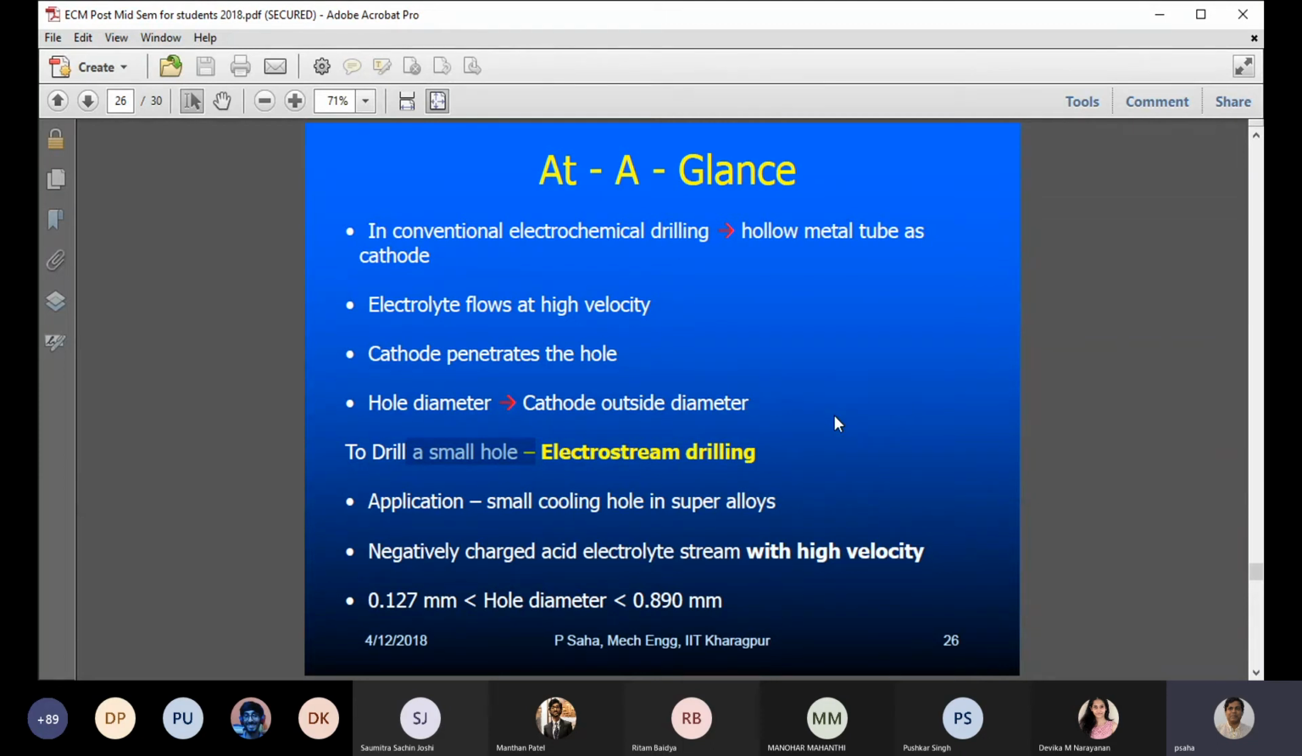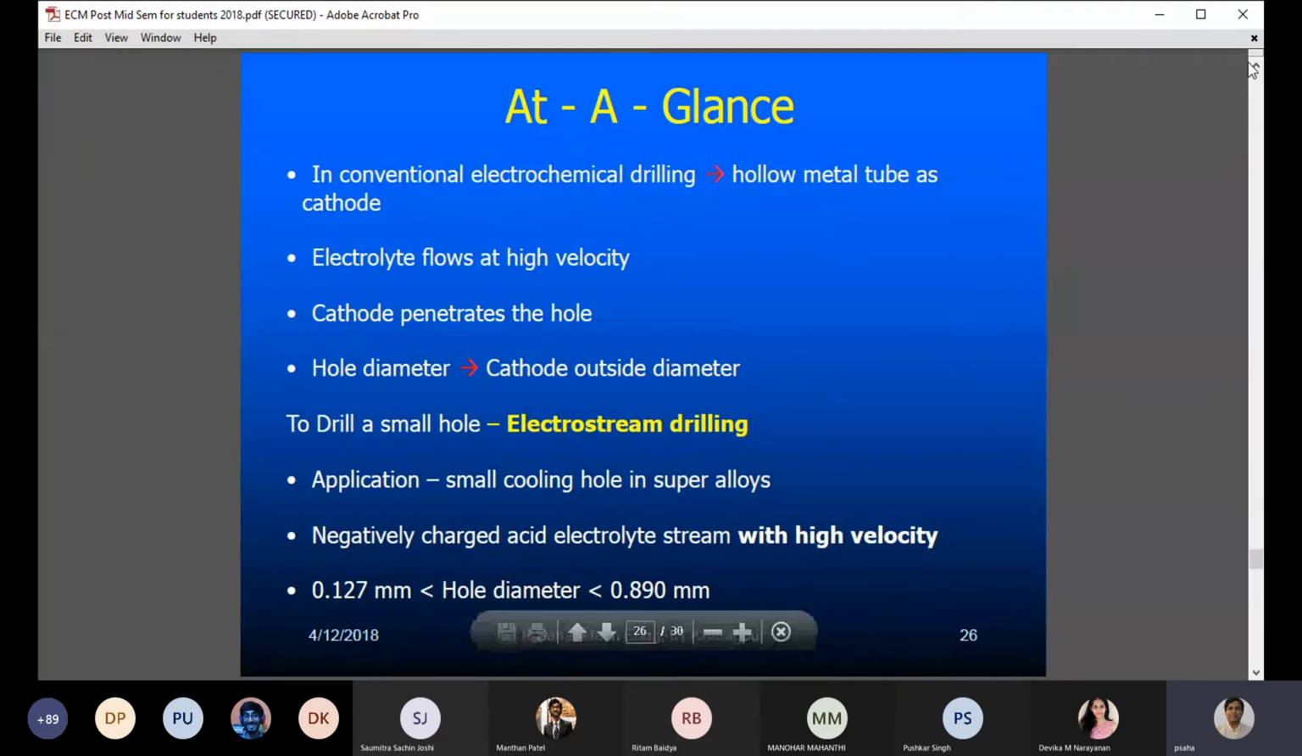Now, second, we'll be discussing the electrostream drilling process. What is that? The electrostream drilling process will be mostly applied for drilling cooling holes in superalloys.